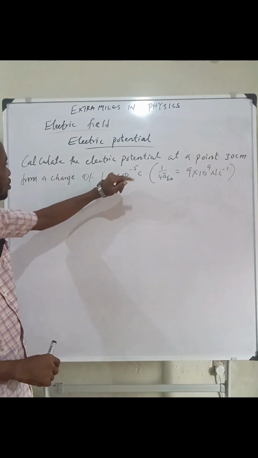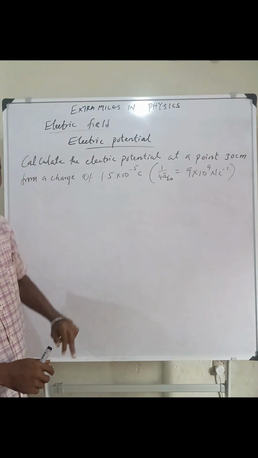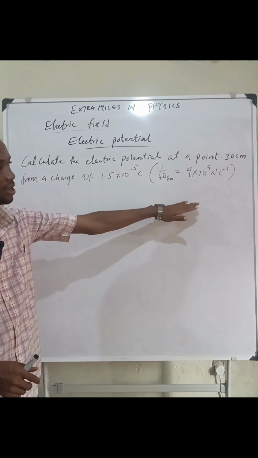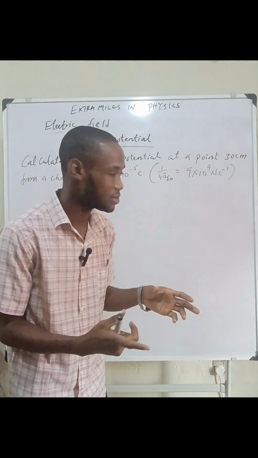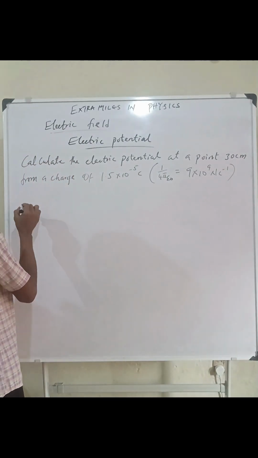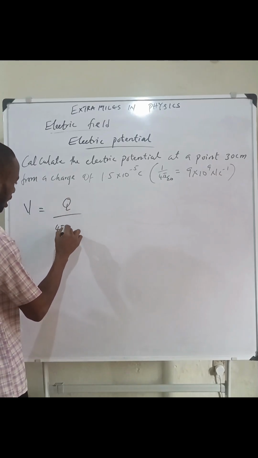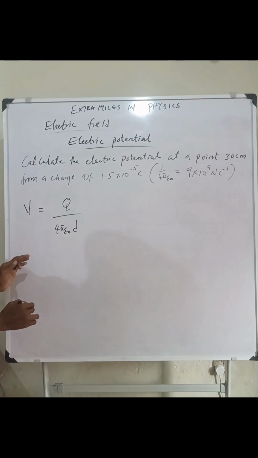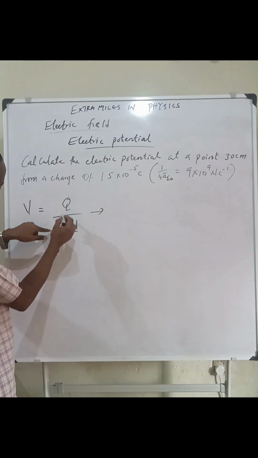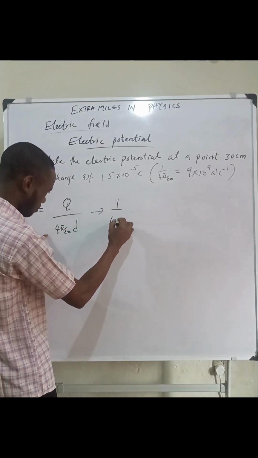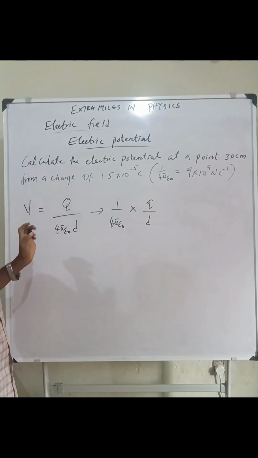The question says, calculate the electric potential at a point 30 centimeters from a charge of 1.5 times 10 raised to power minus 5 coulomb. Then we are given our constant. Now from your parameters, you will know the formula to use. So the perfect formula would be V equals charge all over 4 pi E naught times D. Now to make it beautiful, remember we can still split this to have 1 over 4 pi E naught times charge over distance. Hope you know that they are the same.